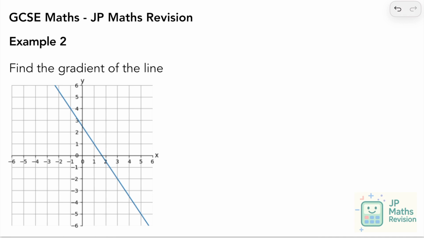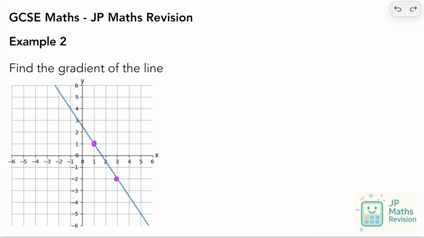Here's another example, so we need to now find the gradient of this line. So again, what we're going to do is pick 2 points. This time I'm going to go with this one, so 1, 1, because that's a nice point, and 3, minus 2, that's quite nice too. It doesn't matter which 2 points you choose, as long as they fit quite nicely on the line.